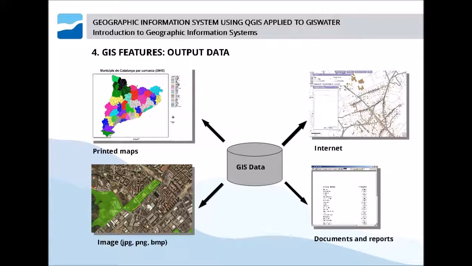And finally, we will see the output data of our GIS. Either through maps we can print, or by extracting a specific image for a quick job, or by publishing this data to the internet on a web map service, generating documents and reports of different alphanumeric data we have stored in our project.